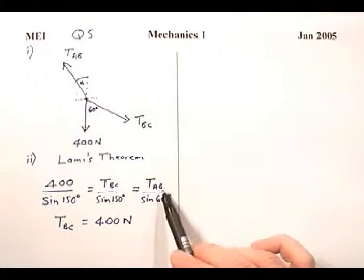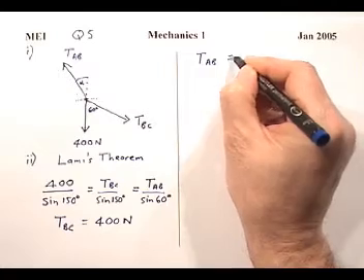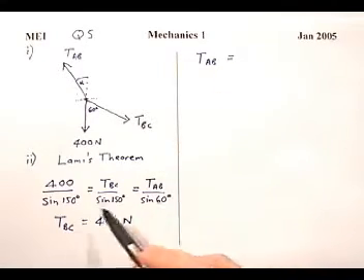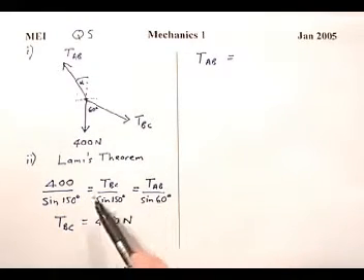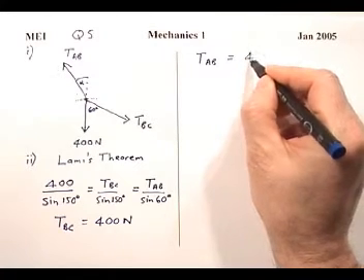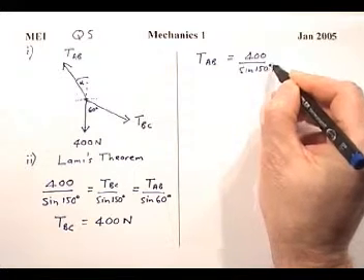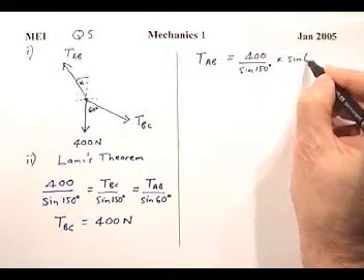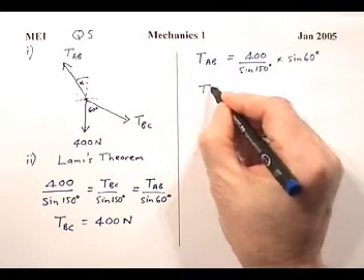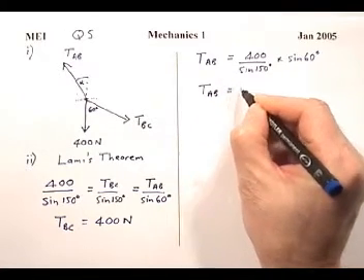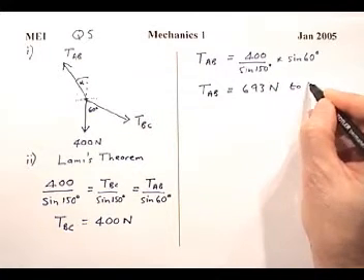Now we have to find the tension in AB. Well, TAB over sine 60 is equal to this fraction here, so TAB will be this fraction multiplied by sine 60. 400 divided by sine 150 degrees multiplied by sine 60 degrees. And if we put that in the calculator, we get the tension in AB is equal to 693 newtons to three significant figures.